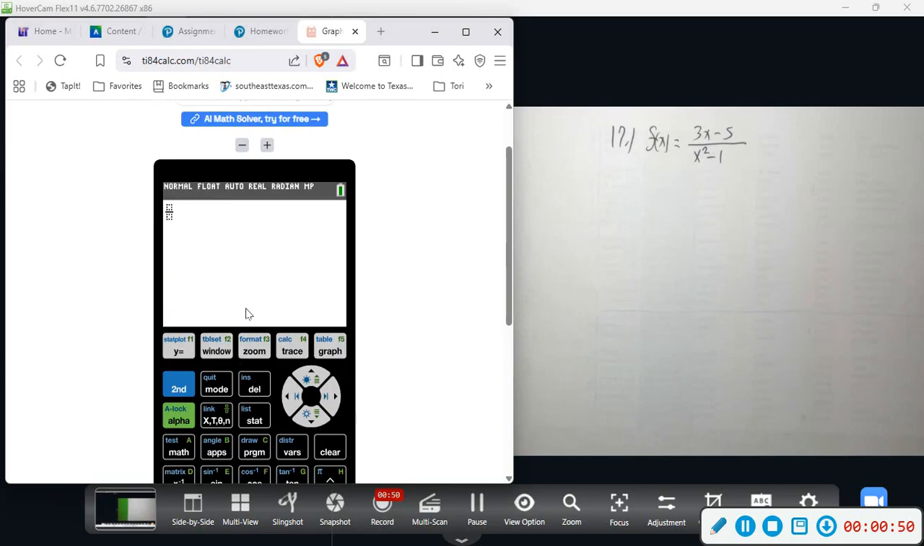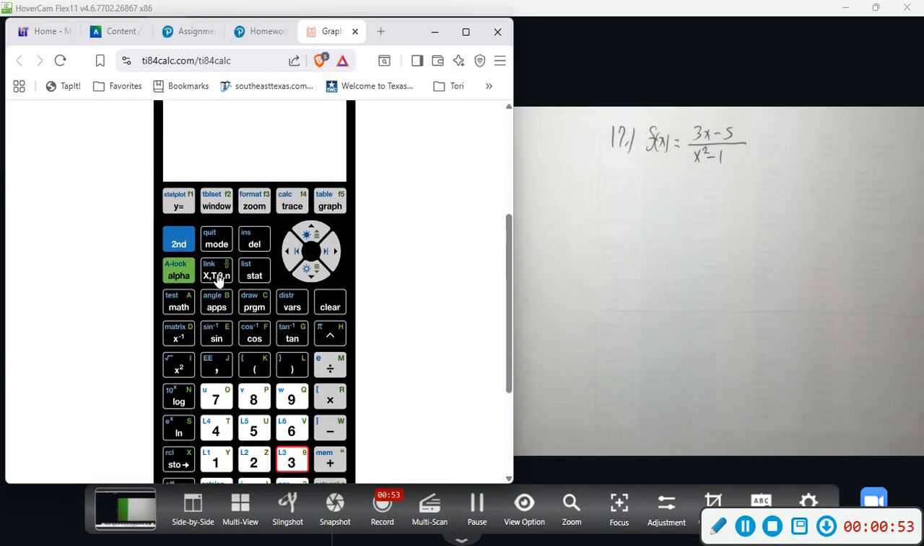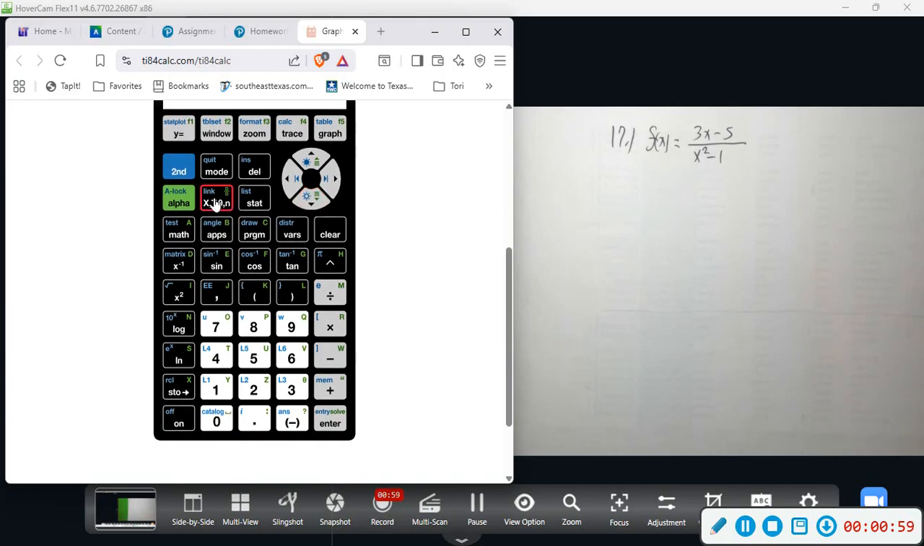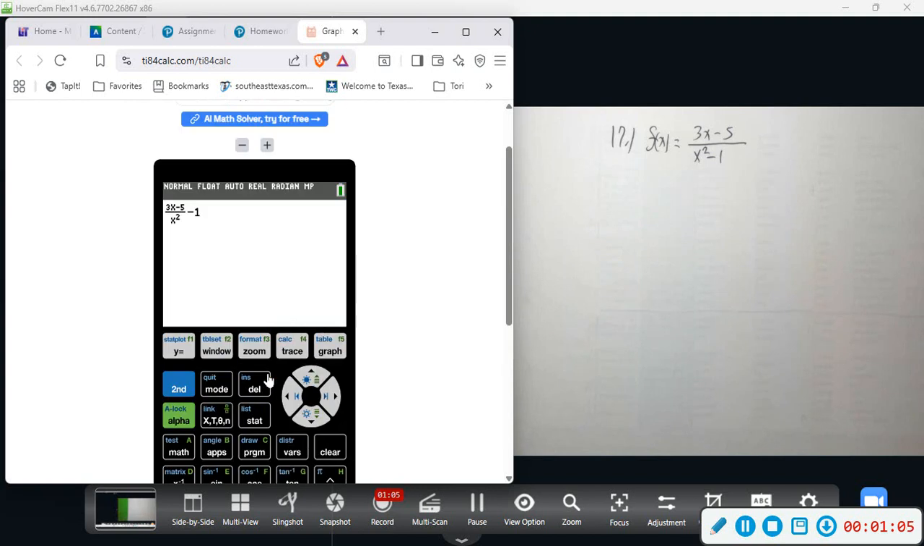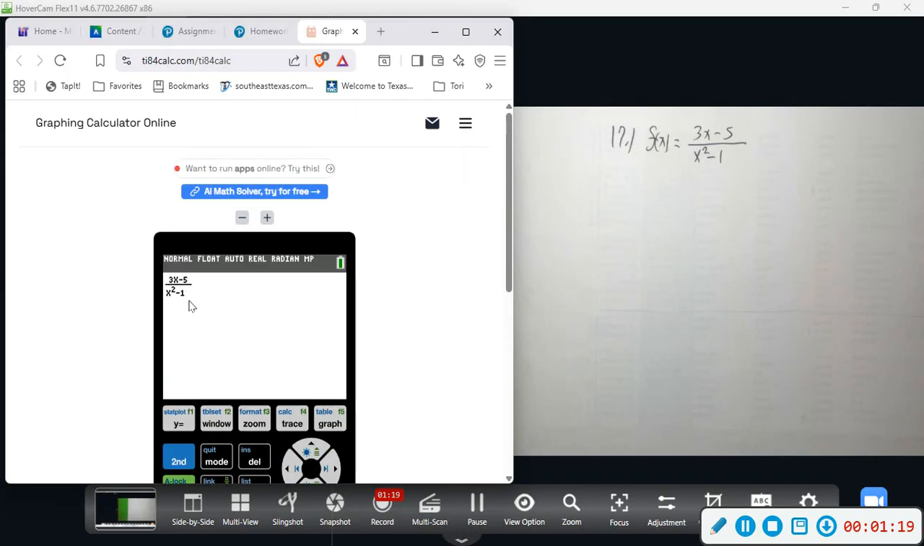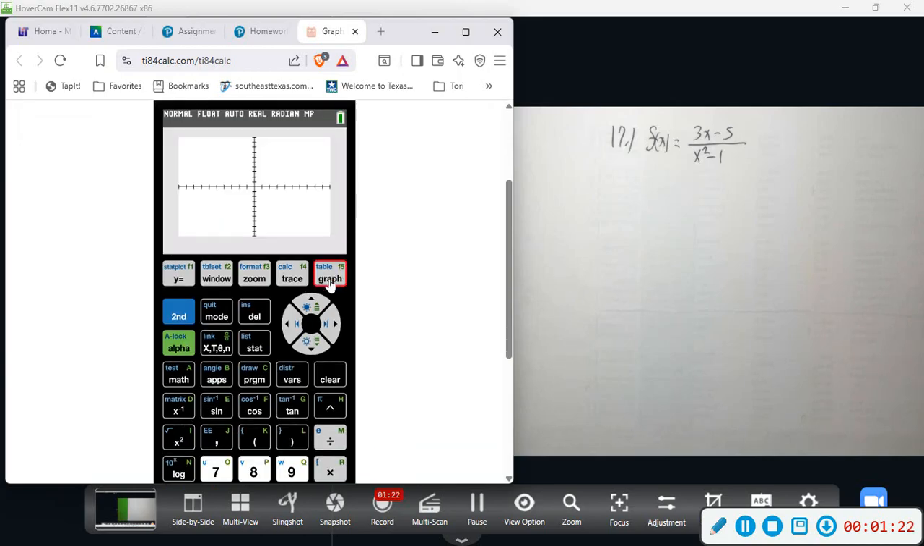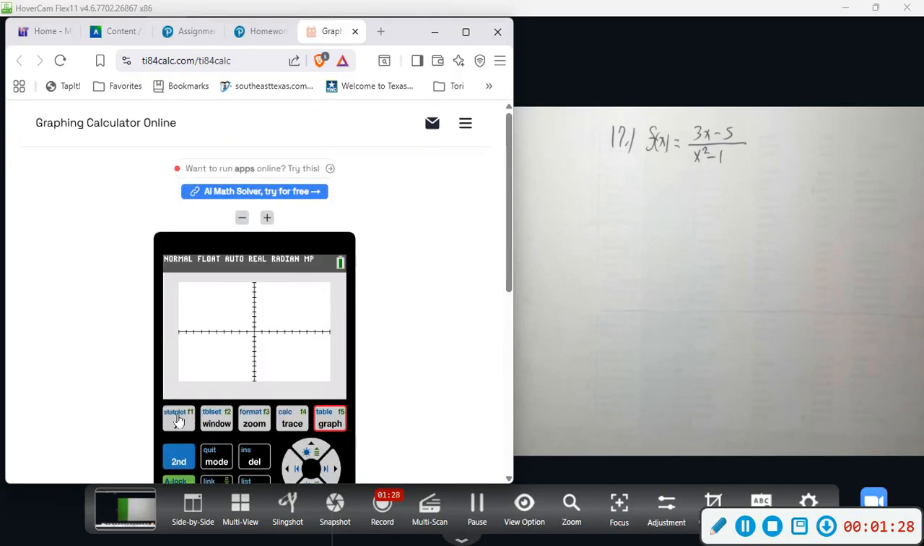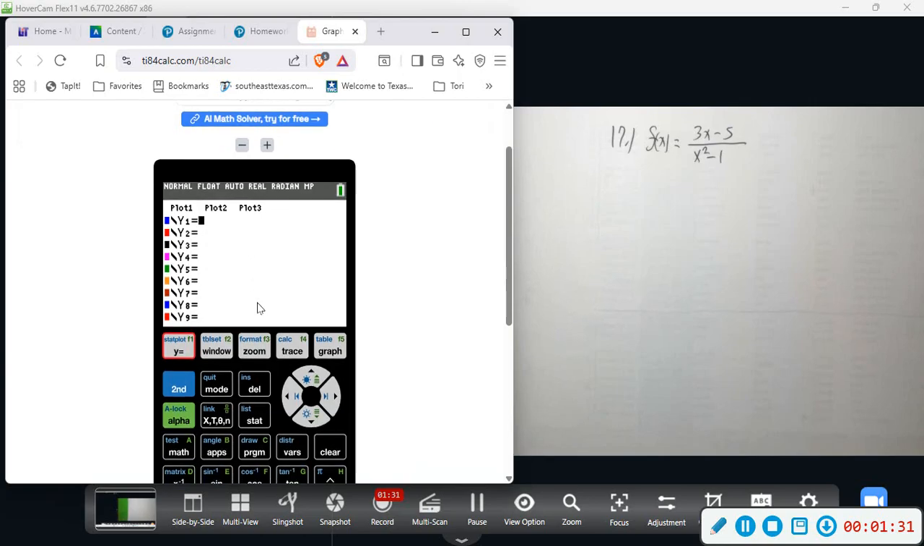Alpha y equal, enter, make a fraction bar. 3x minus 5, then x squared minus 1. All right, so that looks good. We're going to graph it. Uh-oh, looks like it just disappeared.